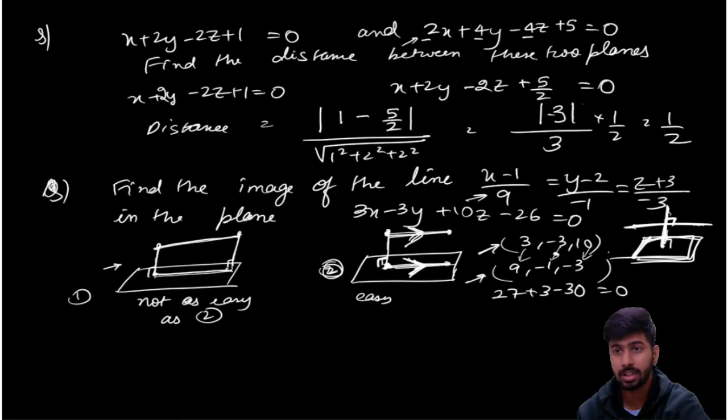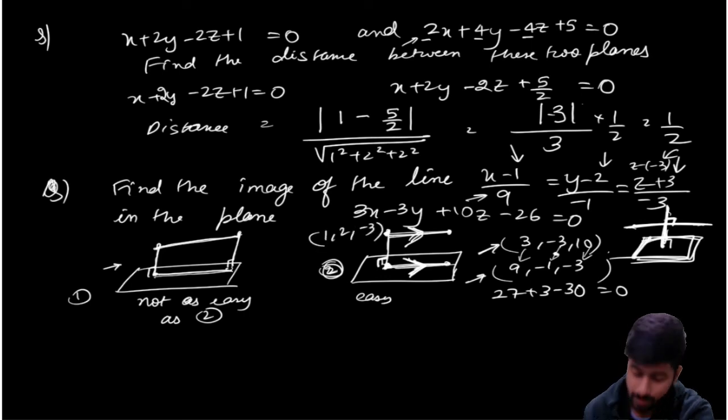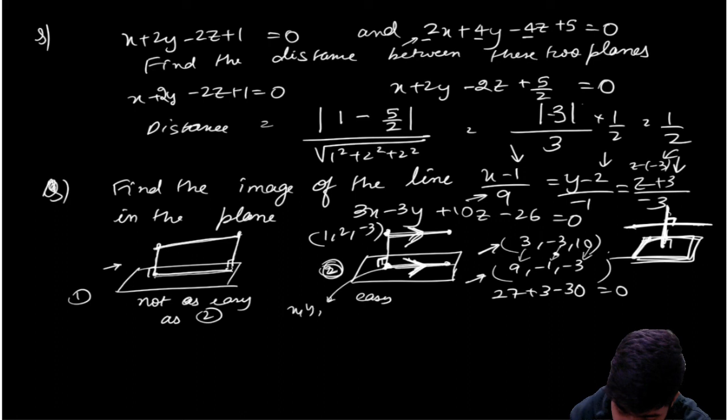Just pick up one point on the line. And I already have a point available with me, which is 1, 2, minus 3, right? So I already have the point available with me, which I would like to project, and that's nothing but 1, 2, minus 3. How do you find the foot of the perpendicular? It's very, very simple. Let x, y, z be the foot of the perpendicular.